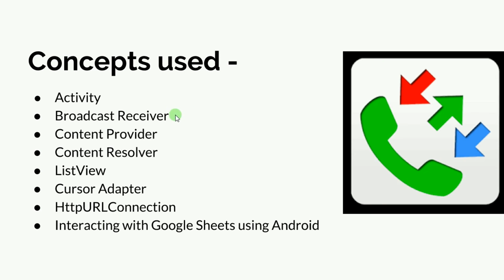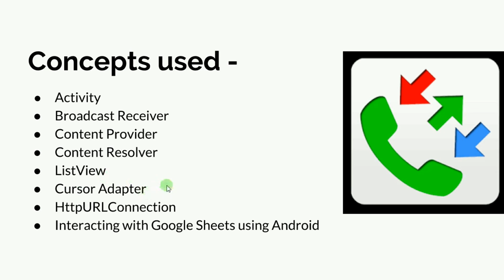The second one is broadcast receiver. How can you use a broadcast receiver to respond to an action, and how can you utilize these broadcast receivers to operate as and when required? Content provider and content resolver, these two go hand in hand. These two are used to get details from the call logs within the Android phone, and they are used to display them on a list. A list view has been used to display this list, like you could see there.